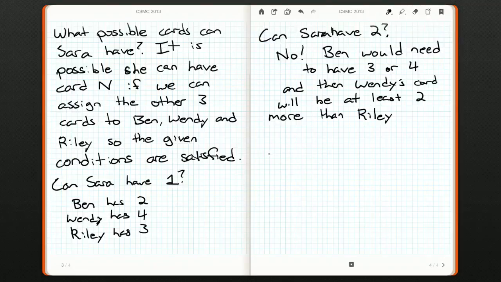And the way the question's worded, I would say you could probably stop there. But let's figure the rest of this out. Maybe there's another case.